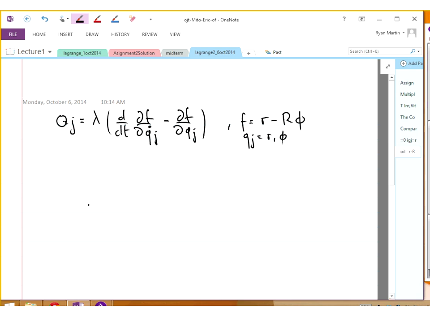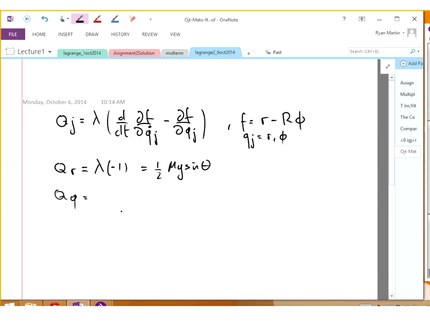So this means that we have a Qr, which is lambda times, so f doesn't depend on any of the velocities, right? So it's just minus partial f by partial qj. And so for r, the derivative with respect to r is just 1, right? And so Qr is simply equal to minus lambda. And so Qr is mg sine theta. So that's the generalized force in the r direction.